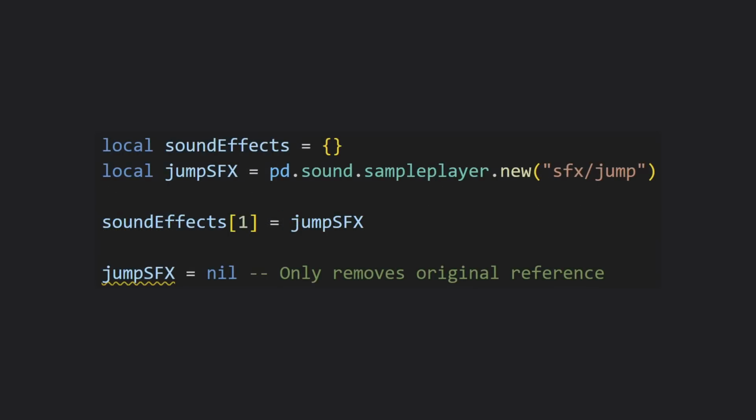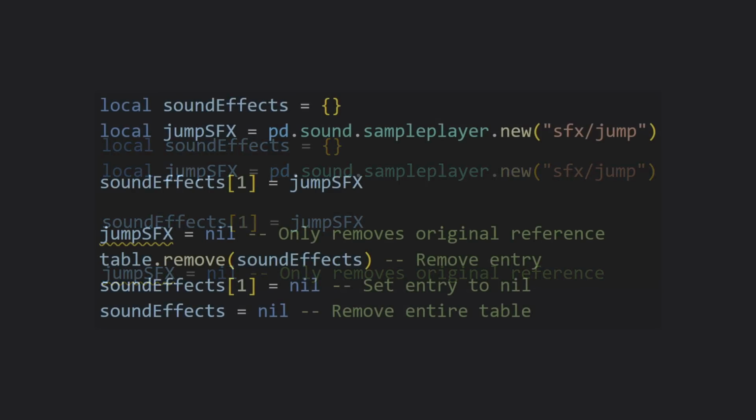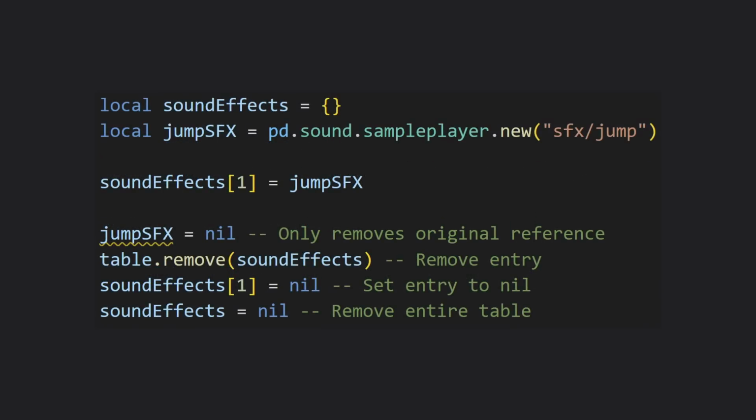However, let's say we create a sound effects table and add the sound effect to the table. Even if we set the original reference to nil, there's still an existing reference inside of the table. We'll need to either remove the entry, set the entry to nil, or set the entire table to nil in order to remove the remaining reference so that the garbage collector can get to it. You must remove every existing reference to an object in order for it to be garbage collected.